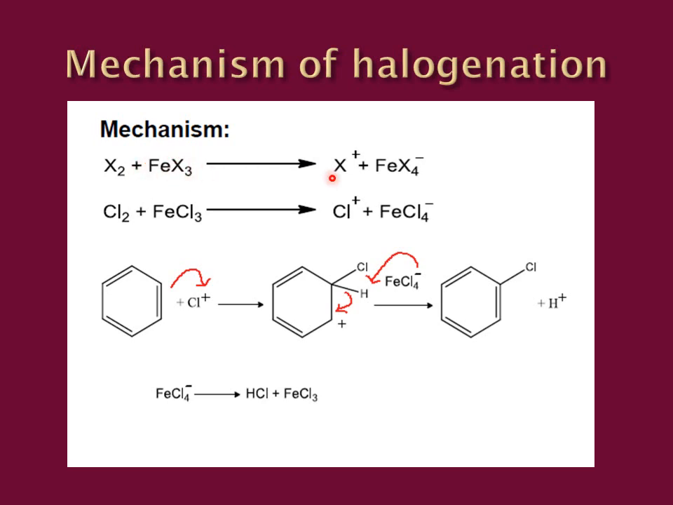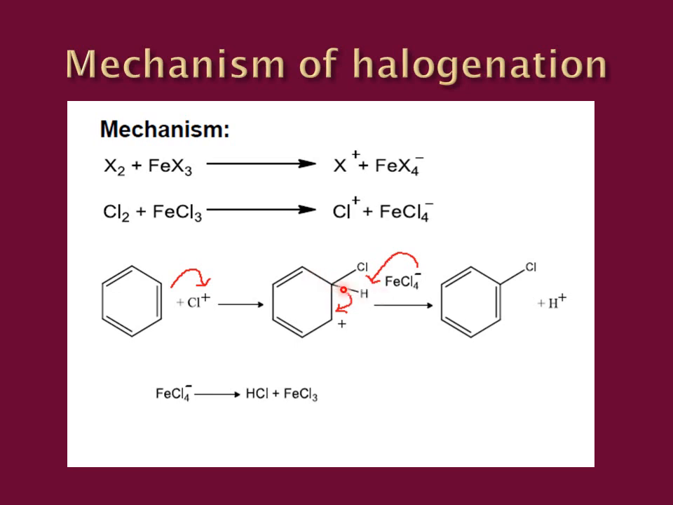For example, if we are taking Cl2 in place of X2, reacting with FeCl3, it will give Cl positive along with FeCl4 negative. Now, since we have generated a strong electrophile, in the second step, benzene is going to attack on this strong electrophile, making a bond. Now, FeCl4 negative is going to act as a base and abstract this proton, shifting this bond into the benzene ring, restoring its aromatic character and giving you chlorobenzene.